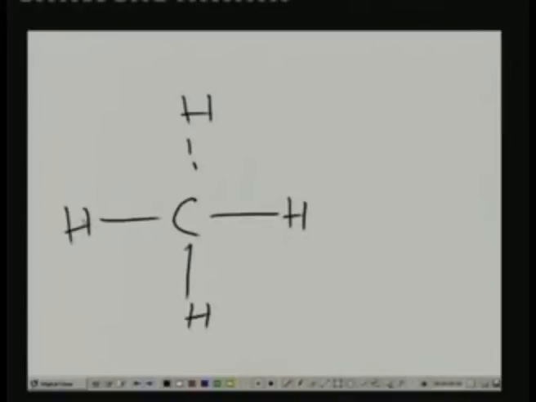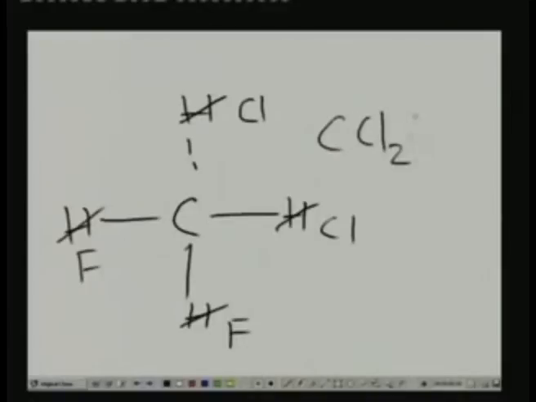Okay, so if you replace these hydrogen atoms, let us say by chlorine and fluorine, I am replacing these hydrogen atoms by 2 chlorine atoms and 2 fluorine atoms. So what we get here is CCl2F2. So this is one important refrigerant, and it's known by its number R12.